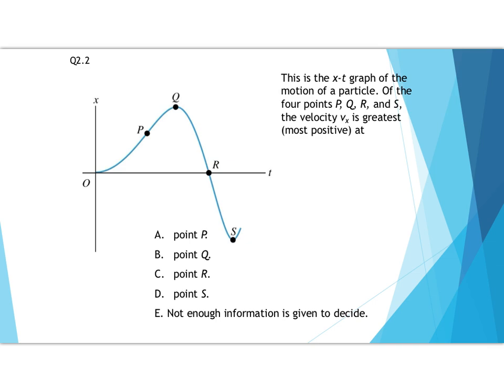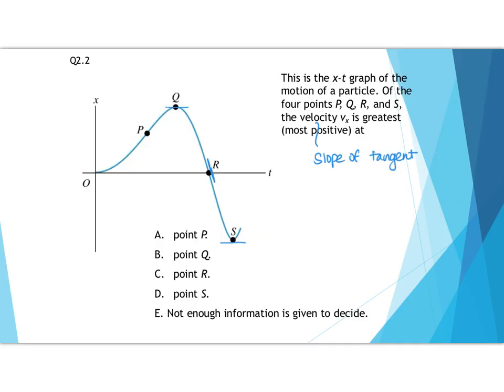In this graph, it's just making sure we understand how we find quantities from a graph. It's a position versus time graph, and it wants to know of the 4 points that have been located on our graph, which one has the greatest or most positive velocity. Keep in mind that the slope of the tangent line at each point would give us the velocity, and Q will be 0, and so will S. The tangent line would have a slope of 0.